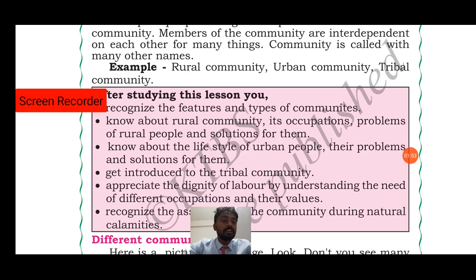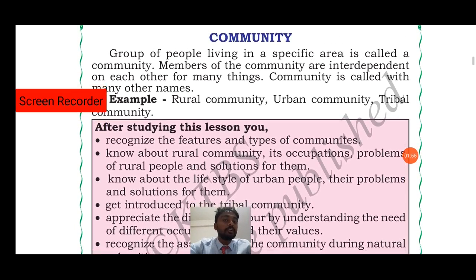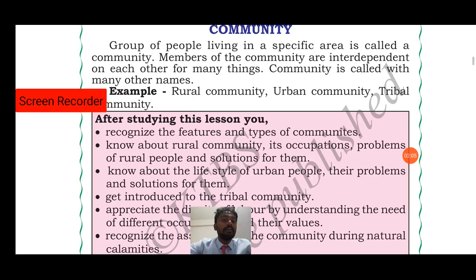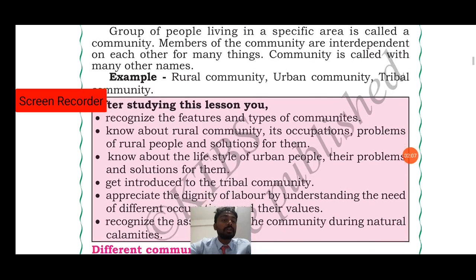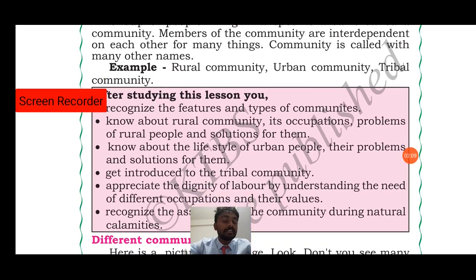So this is about the community. All of you understand about the community. A group of people living in a specific area is called a community. In the community you can see different communities called by many other names: rural communities, urban communities and tribal communities.